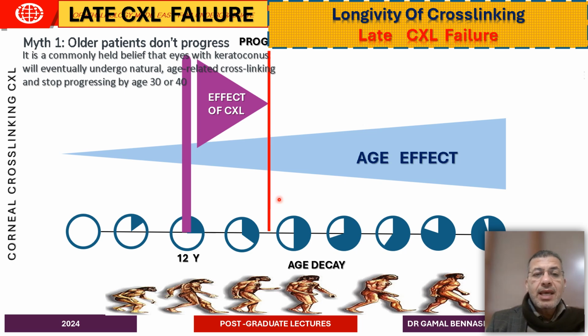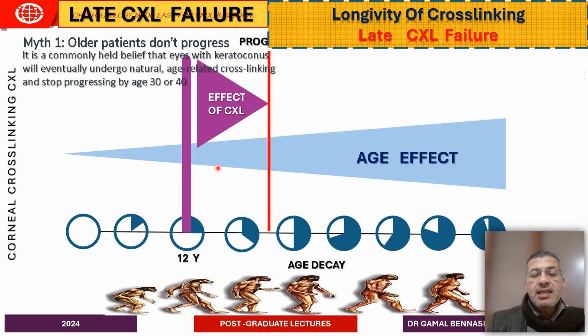Keep in mind that children are not young adults, so the anatomy and the physiology of the cornea in children is totally different from adults, and the remodeling of the tissues and the effect of the cross-linking is different than in adults.